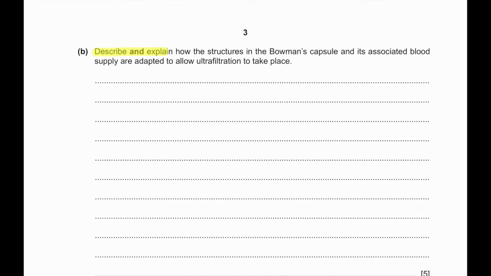B. Describe and explain how the structures in the Bowman's capsule and its associated blood supply are adapted to allow ultrafiltration to take place. We know that the afferent arteriole is wider than the efferent arteriole, and this causes high blood pressure in the glomerulus. In the glomerulus, there are pores in capillary endothelium which allows filtrate to pass through. The basement membrane, which is located between the capillary endothelium and podocytes, acts as filter.